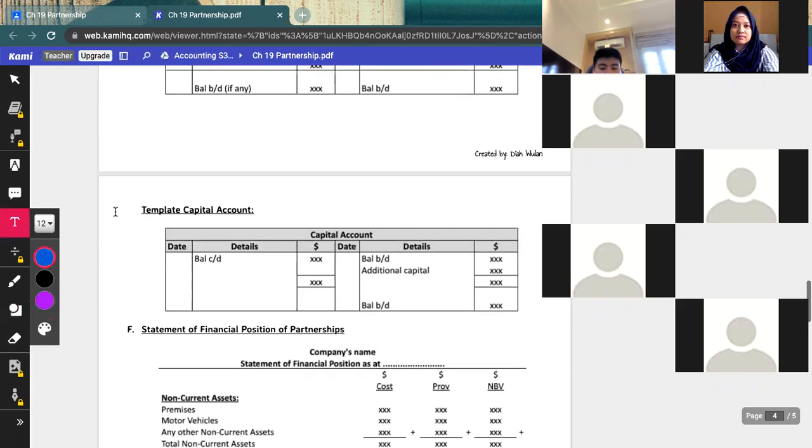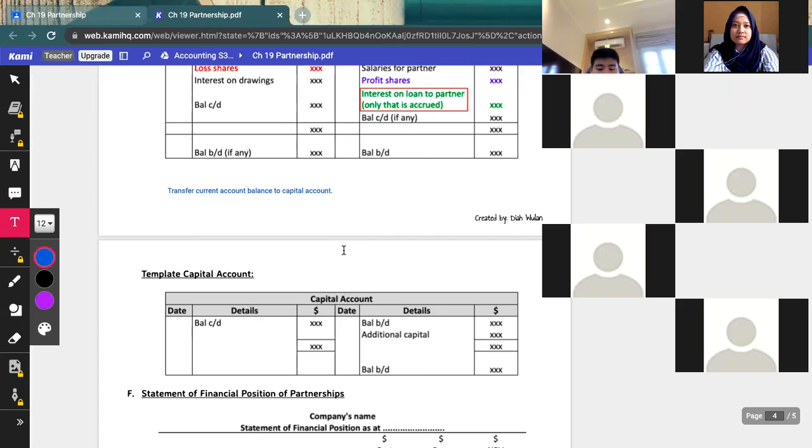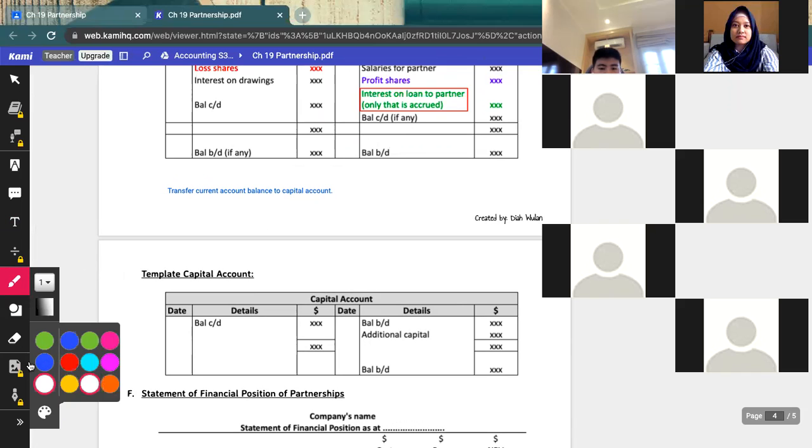Next, I want to talk about transfer of current account balance to capital account. Now, transferring current account balance to capital account can be in debit or credit. It depends. For example, this balance BD in the credit side will be transferred to the credit side of the capital account. It's called transfer. So if in the current account it is in the credit side, it will be shown in the capital account in the credit side.